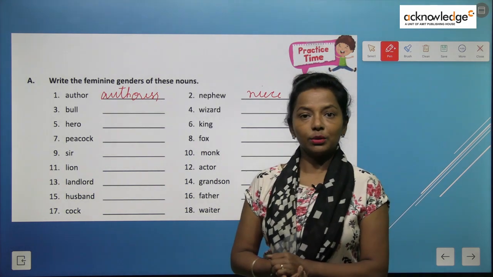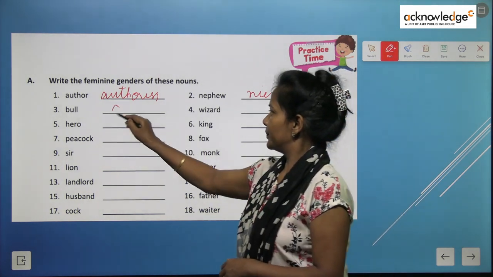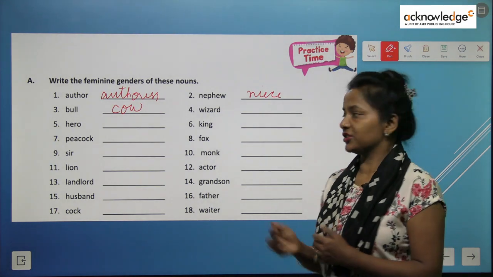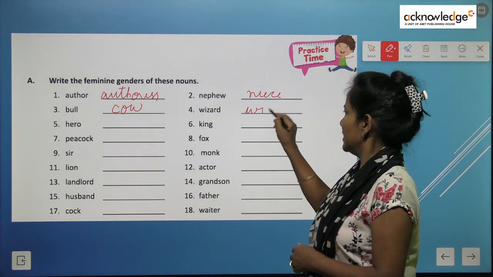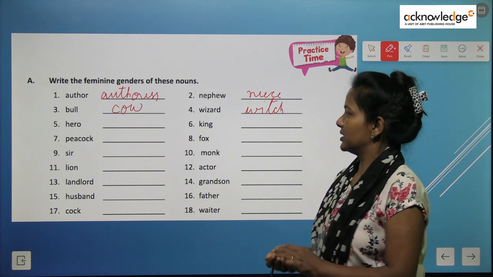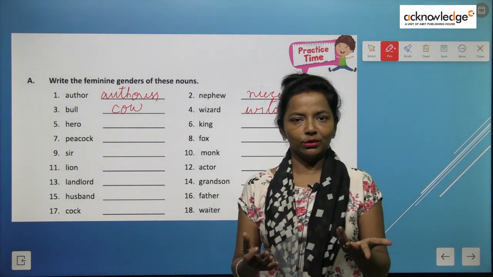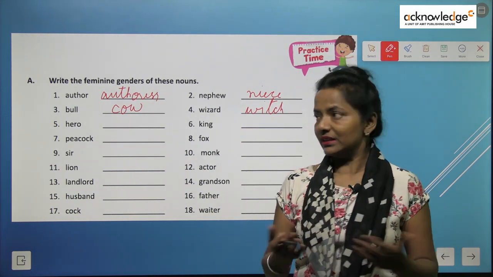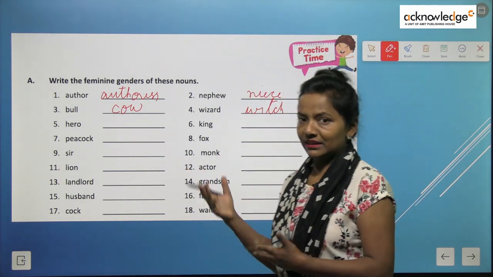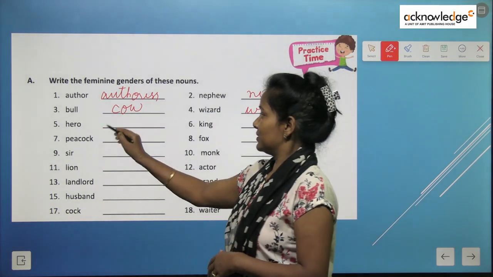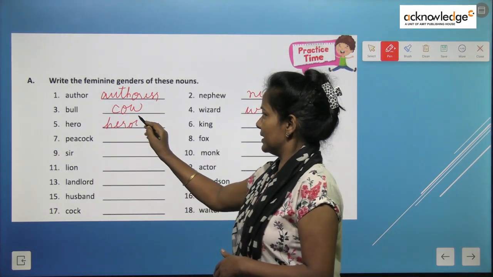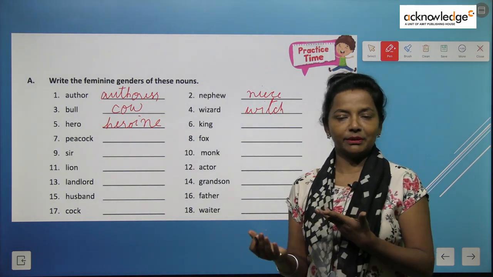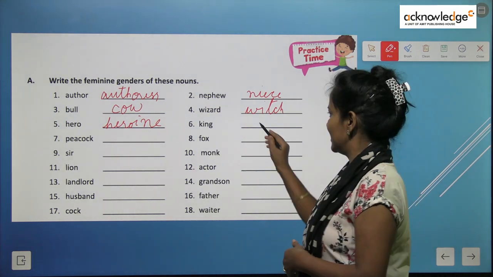Bull. Bull, cow. Wizard. Wizard, witch. W-I-T-C-H, witch. Hero. You all know the feminine gender of hero is heroine because you watch movies. So you know there is a hero and a heroine. H-E-R-O-I-N-E. King. The feminine gender of king is queen.